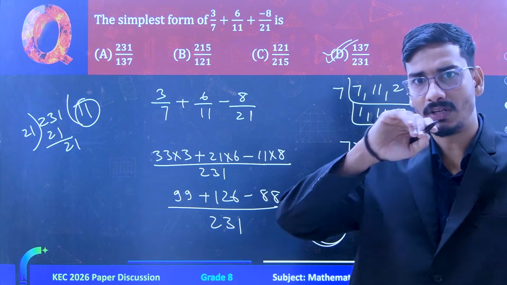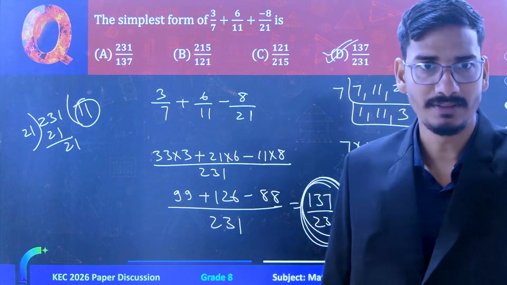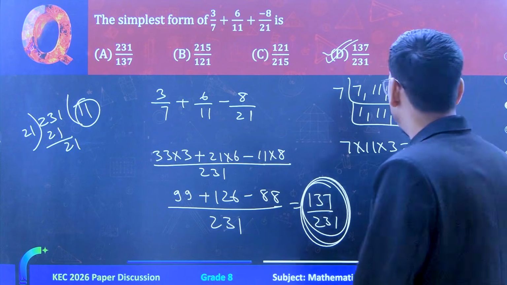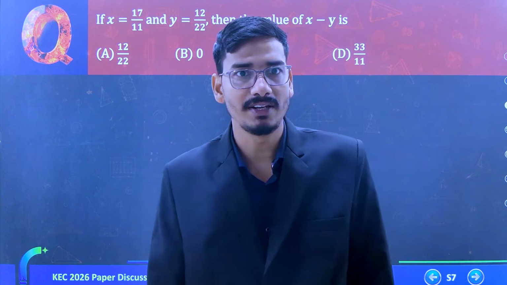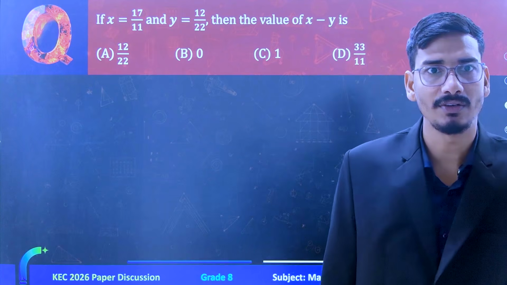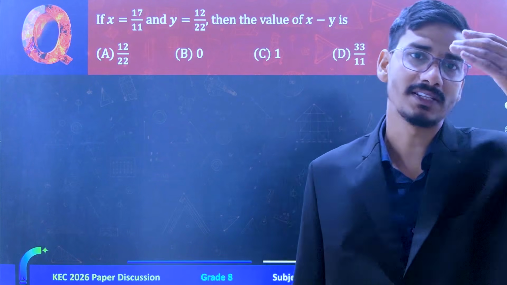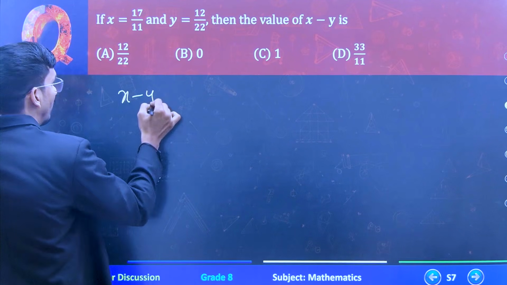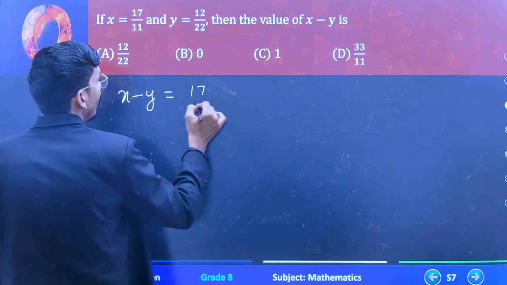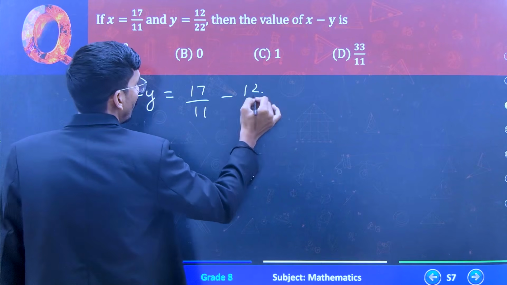Okay. Now coming to the next question. The next question is x equals 17 by 11 and y equals 12 by 22. Then find the value of x minus y. Simple beta. They are asking x minus y. So put x equals 17 by 11 and y equals 12 by 22.